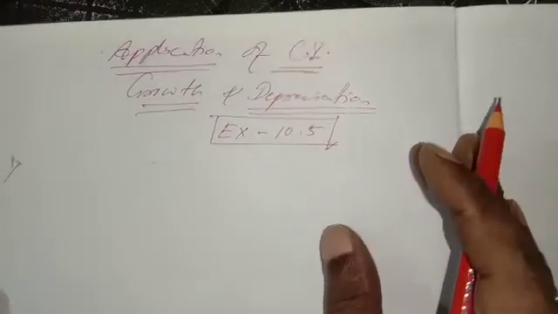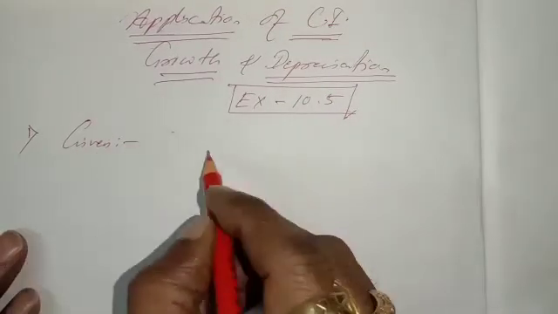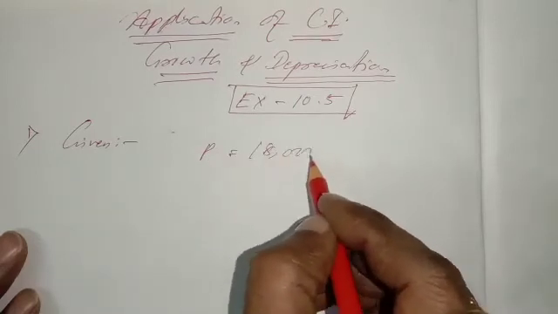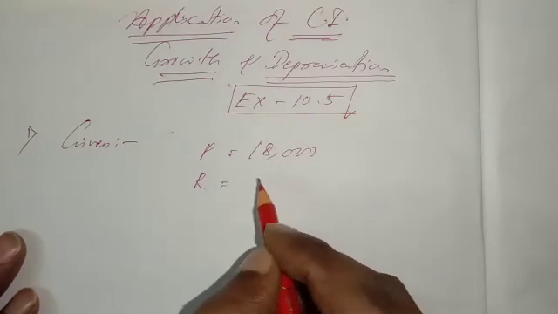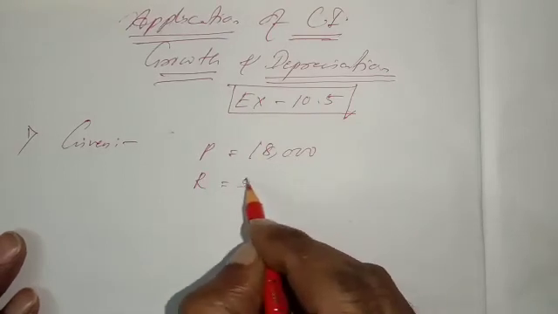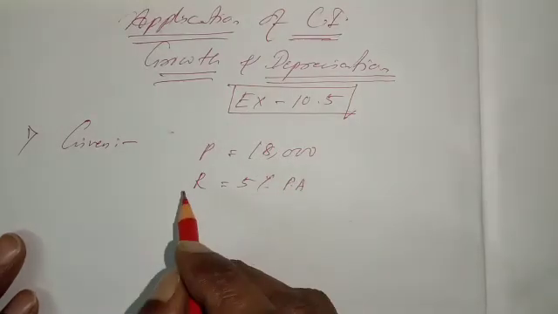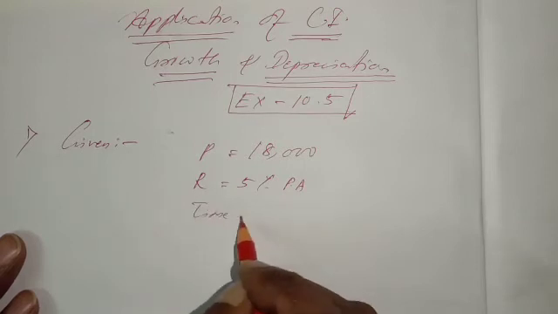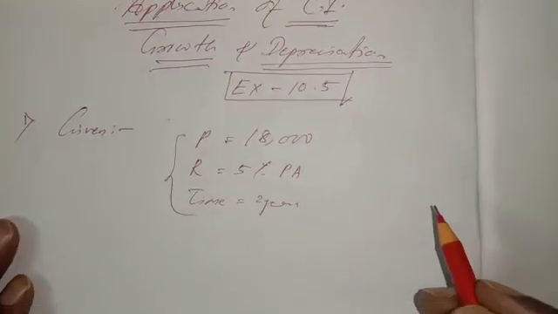First, write what is given in this question number 1. Given: present population, P, that is 18,000. Growth rate given 5% per annum, and time given 2 years. We have to find out the final population after 2 years.